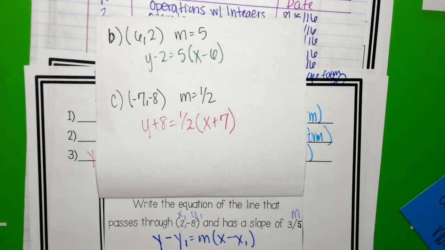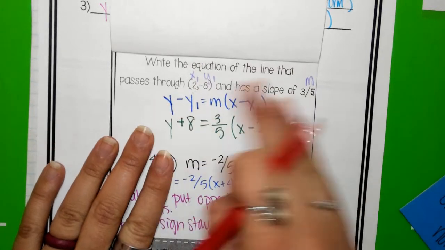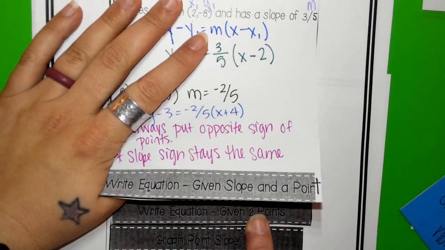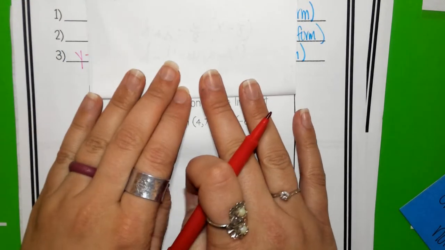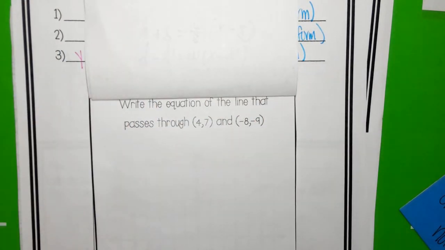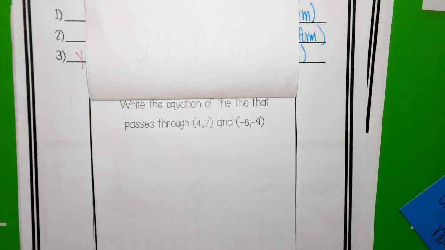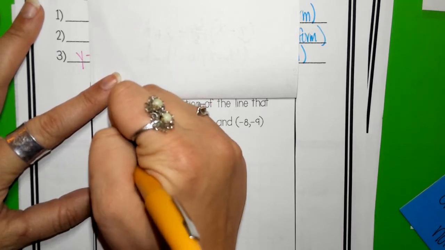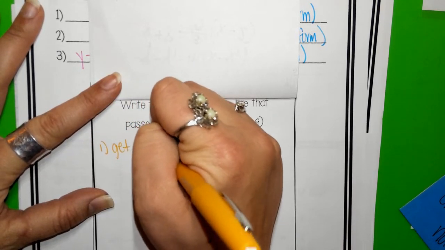Okay. All right, so we've done a slope and a point, or a point and a slope. So now we're going to go given 2 points. So we are still writing in point slope form, but they gave us 2 points. So what must we do? We have to work it out. We have to get the slope. So step 1, get slope.